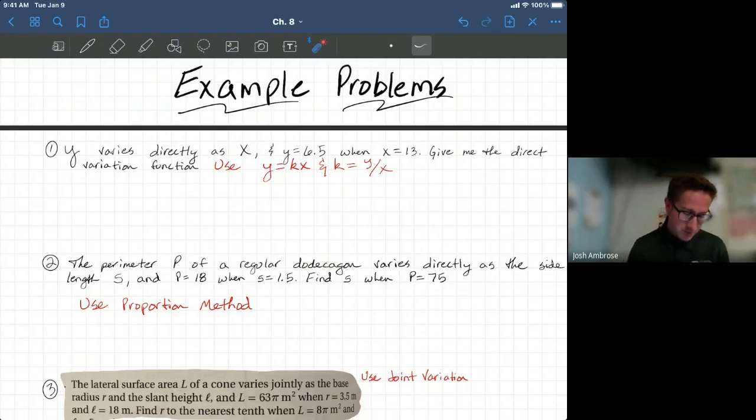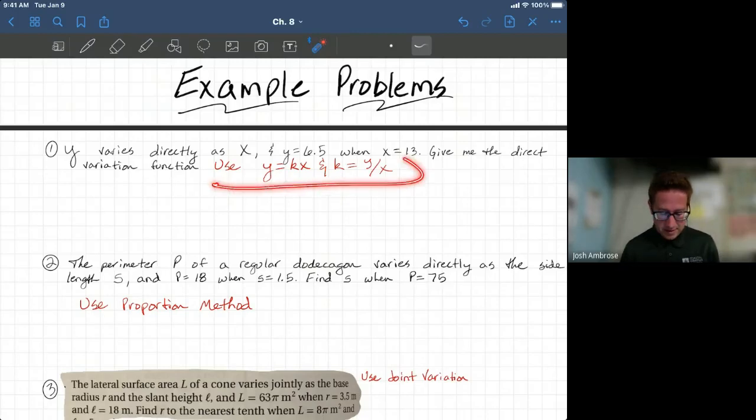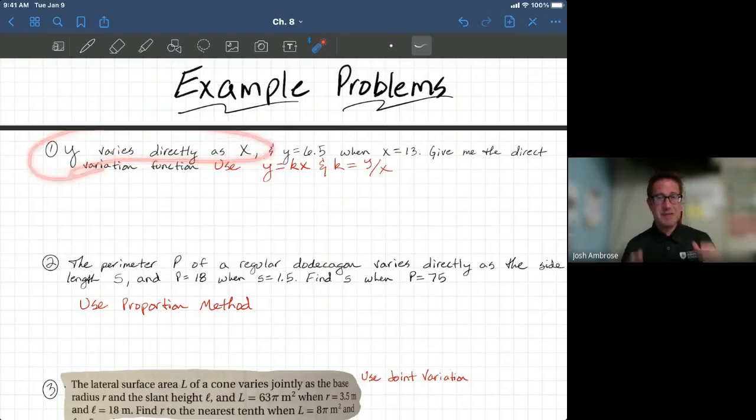Okay, here we go. So first example problem, y varies directly as x. If that's how the sentence starts, you know that you are using direct variation. And I've given you hints and clues throughout most of these example problems written in red, so it gets you started. But on a test and homework, especially a test, they're not going to really say anything more than this piece right here. Y varies directly as x. That's key to let you know, use direct variation. All right, so let's jump into it.